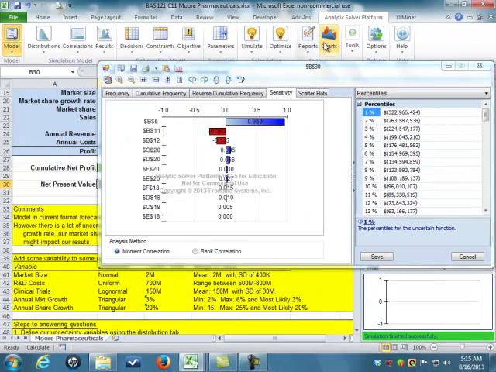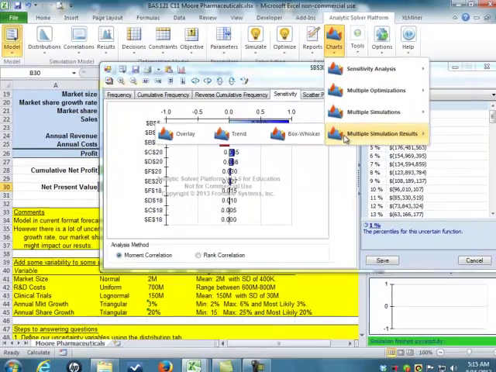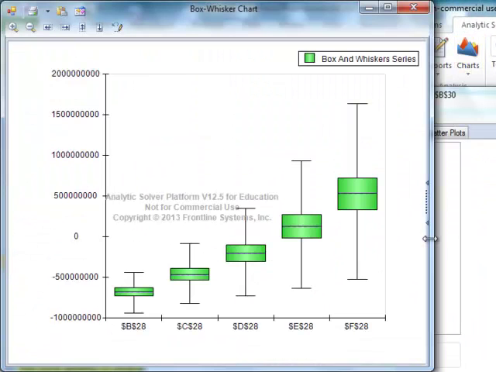Another report management might be very interested in is another chart, this box whisker chart. This gives us the mean and the range, intervals between the range of our net present value.